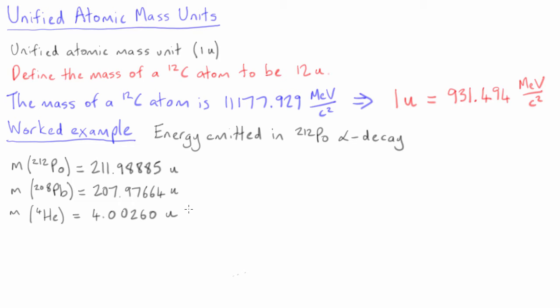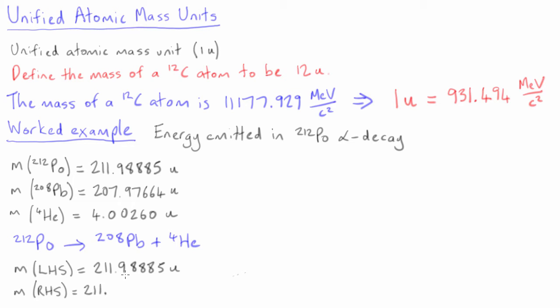You can see that the masses in atomic mass units are all very close to the number of nucleons for each case. Now, if we write the alpha decay as a process, we can see that we start with polonium-212 on the left-hand side and end up with lead-208 and helium-4 on the right-hand side. The total mass on the left-hand side is 211.9885 atomic mass units, while the total mass on the right-hand side is 211.97924 atomic mass units. There is a change in mass, with the right-hand side being 0.00961 atomic mass units smaller than the left-hand side.